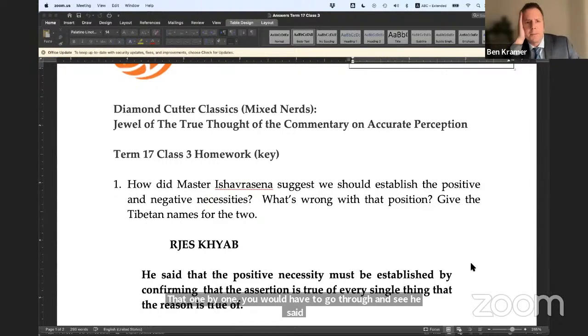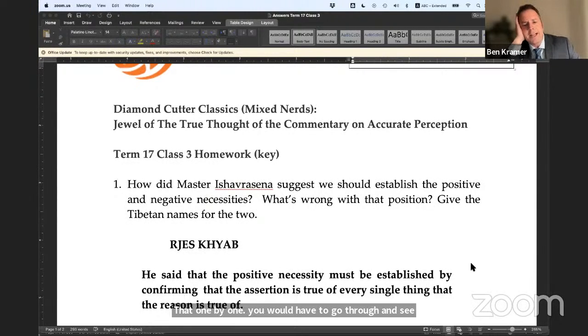He said that the positive necessity has to be established by confirming that the assertion, in this case, it's made, is true of every single thing that the reason is true of, that every single thing which is impermanent.